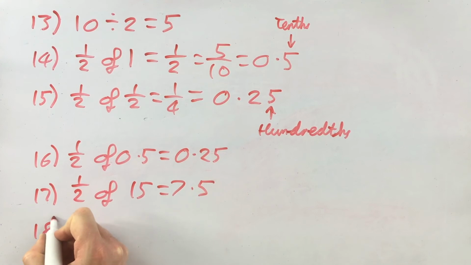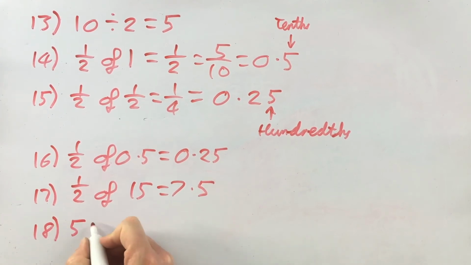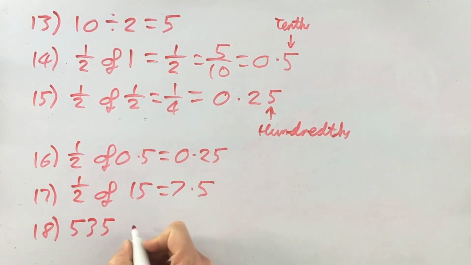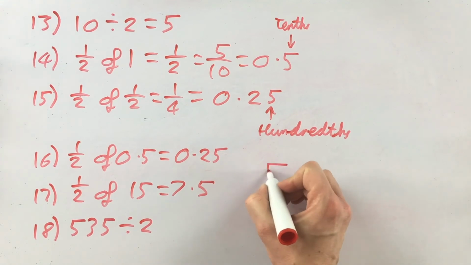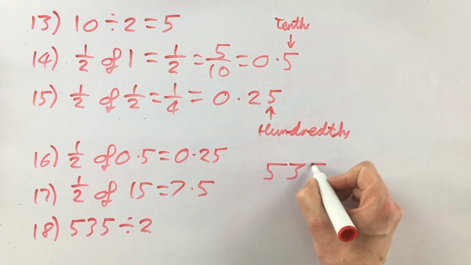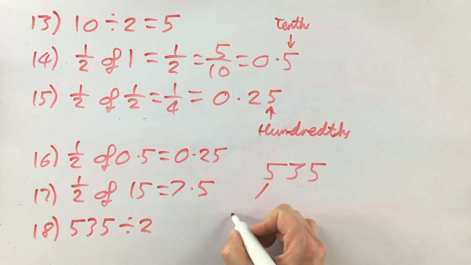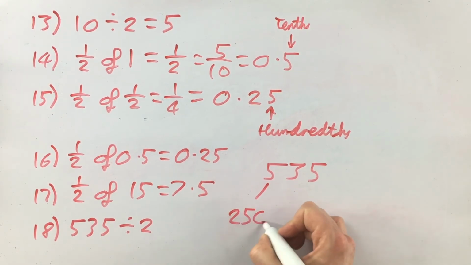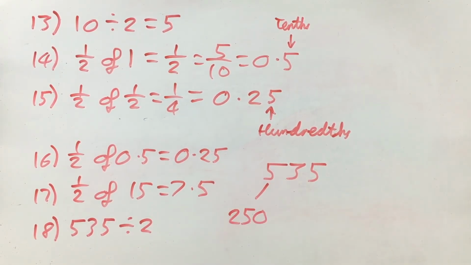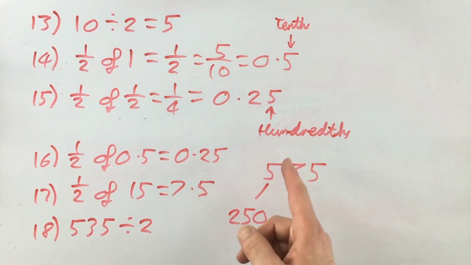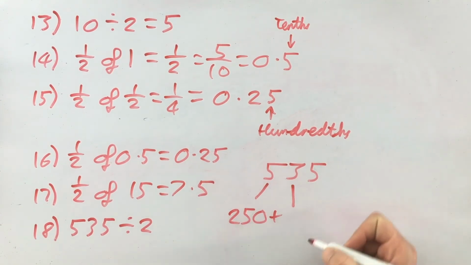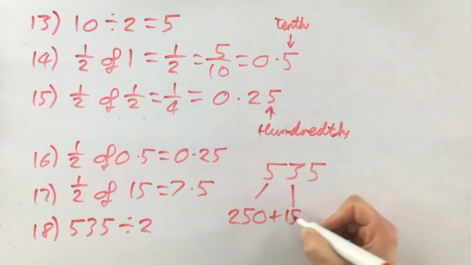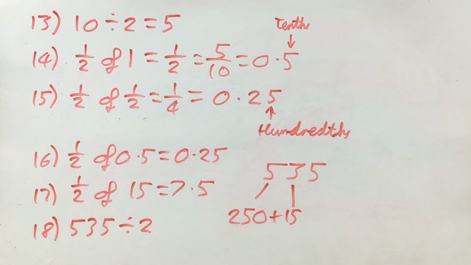Final question, number 18. 535 divided by 2. We use a diagram. Half of 500 is 250, because I know that half of 50 is 25, and half of 500 will be 10 times bigger. Half of 30 is 15. That is just a fact that I have learnt.